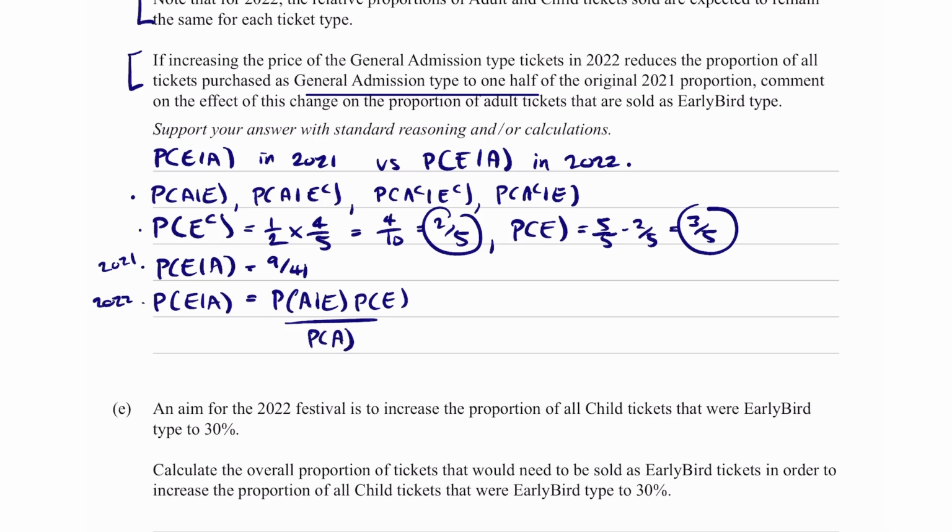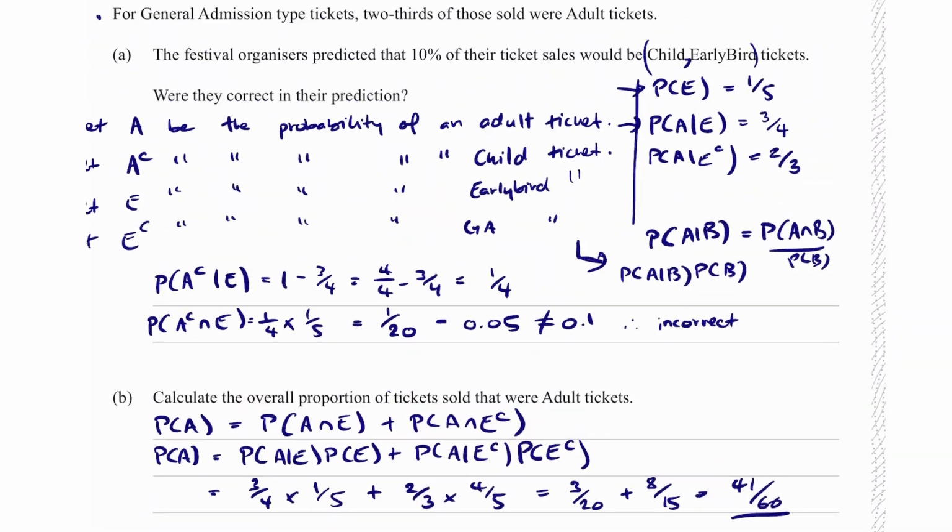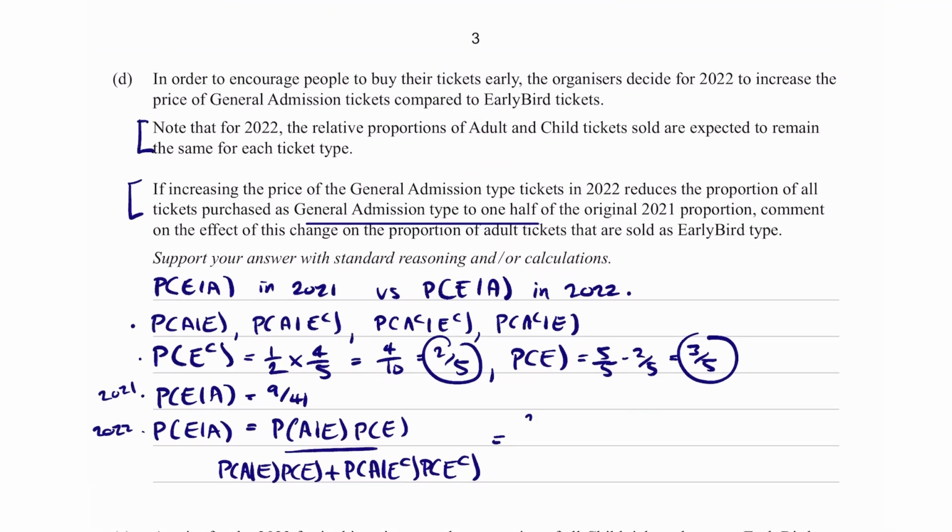Now the problem here is our probability of A is not going to be the same as before because we've had to change the values of EC and E. So we have to use the partition theorem on the denominator. This is the same as A given E multiplied by the probability of E added with the probability of A given EC multiplied by the probability of EC. Now this is going to be A given E, which is same as before. It should be 3/4. So 3/4 multiplied by the probability of E, we've worked it out to be 3/5.